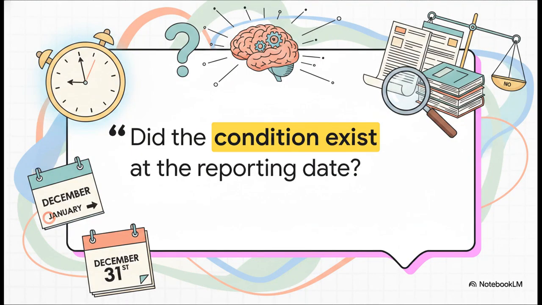So, the crucial point is, we rely on one defining question. Seriously, burn this phrase into your memory. Did the condition exist at the reporting date? This is your ultimate litmus test. Whenever a major piece of news breaks in January, you have to stop and ask yourself, were the underlying conditions already present on December 31st? Was the root cause already sitting there, just waiting to be discovered? This simple mental framework guides you to the right answer every single time, stripping away all the emotion of the event and focusing purely on the timeline of the condition itself.